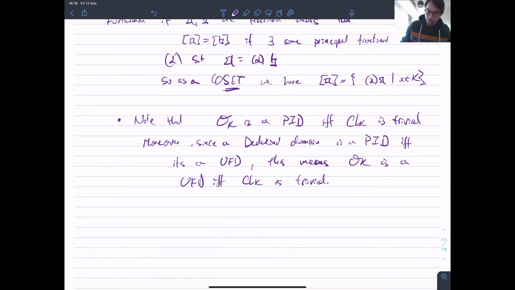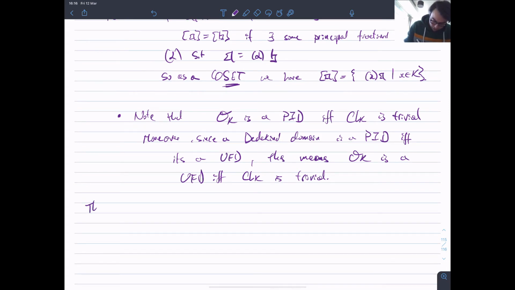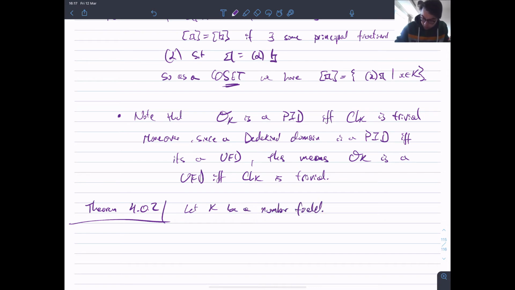So here's the first theorem, Theorem 4.0.2, which I said above: if K is a number field, then h_K, the class number, which remember is the size of the class group, is finite.